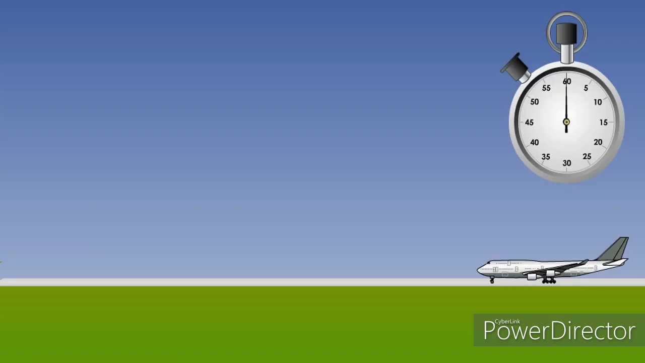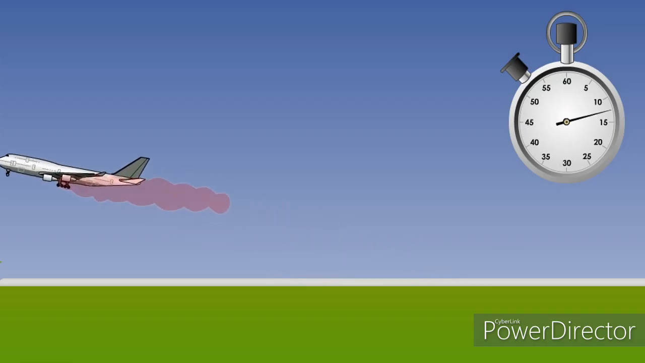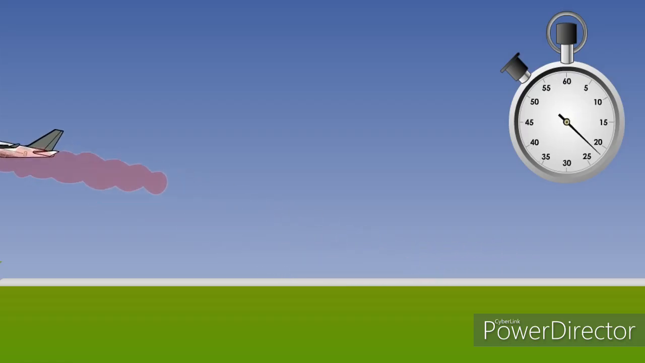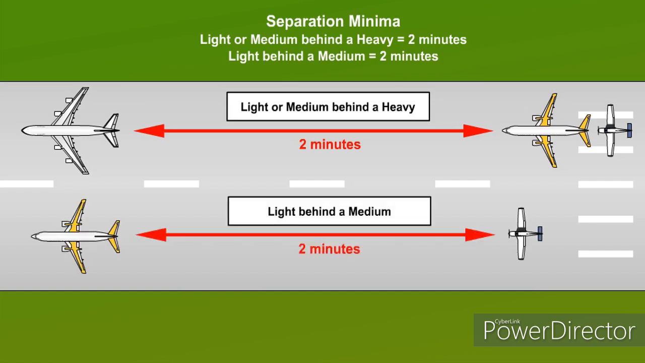Wake turbulence separation on departure is the minimum time from when the leading aircraft becomes airborne to the time when the following aircraft becomes so. However, not all departing aircraft take off from the same runway, and this adds a degree of complexity to the separation. A minimum of 2-minute separation is applied between a light or medium aircraft taking off behind a heavy aircraft, or a light aircraft taking off behind a medium aircraft, both under the following conditions.